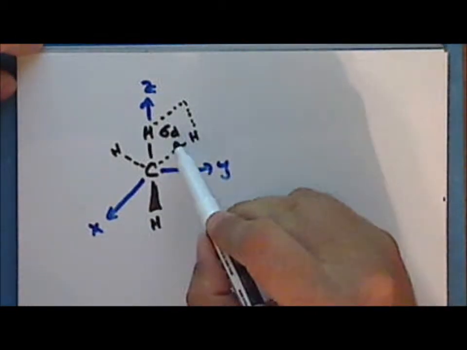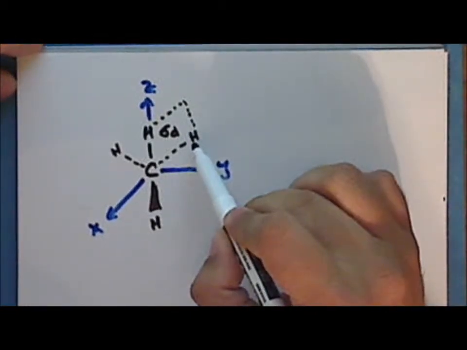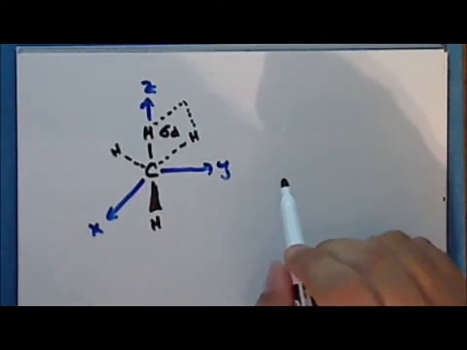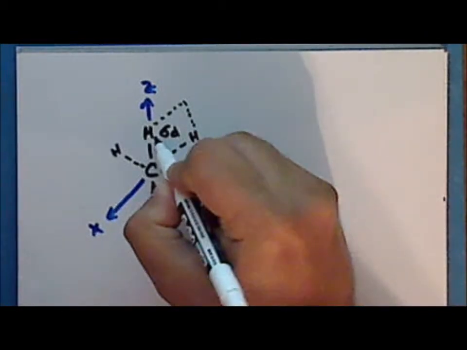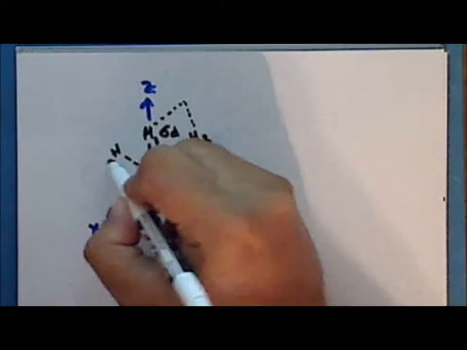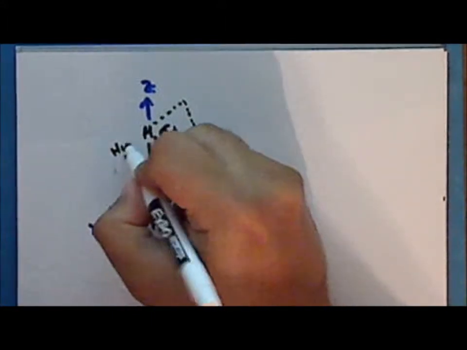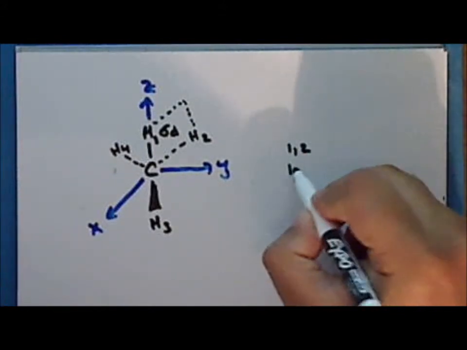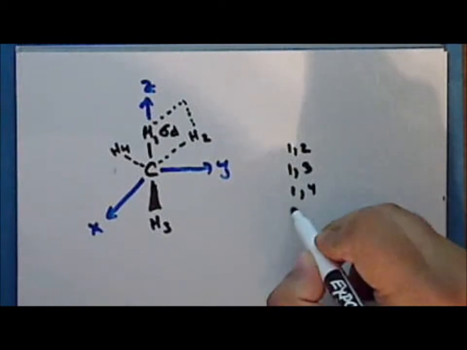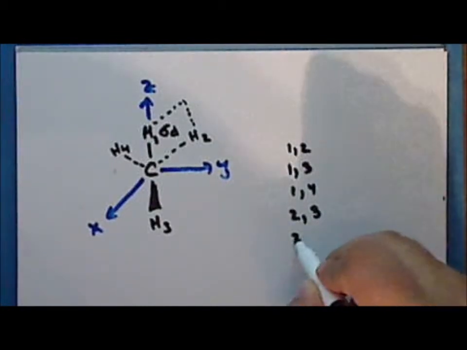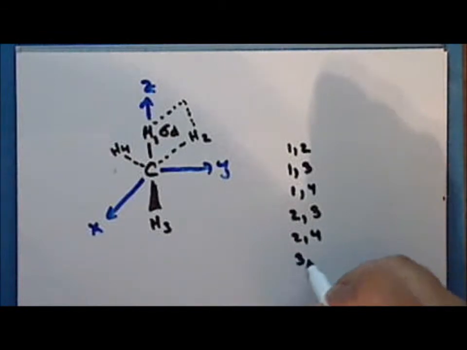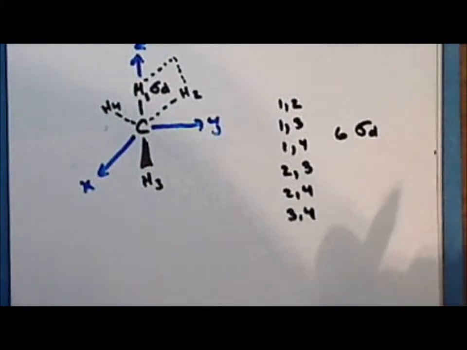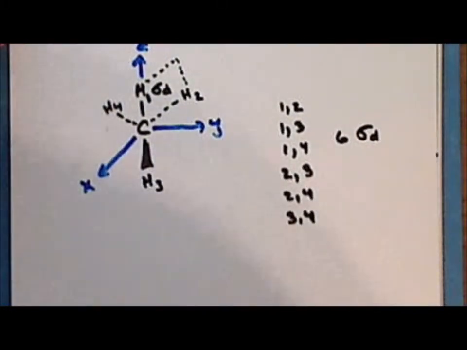Again, notice that each dihedral mirror plane contains two hydrogen atoms plus the central carbon atom. So determining the number of dihedral planes is a simple counting problem. So let's number the hydrogens: 1, 2, 3, and 4. So we have a mirror plane that contains the hydrogens 1 and 2, 1 and 3, 1 and 4, 2 and 3, 2 and 4, and finally 3 and 4. And so we have 6 dihedral mirror planes in a methane molecule.